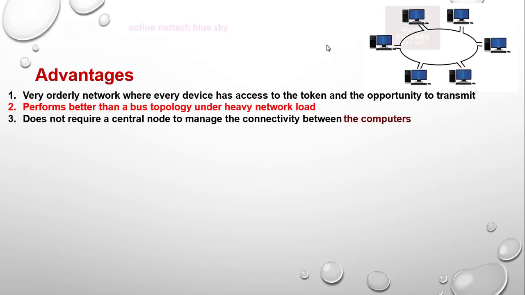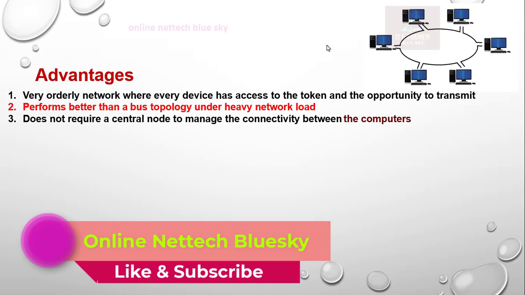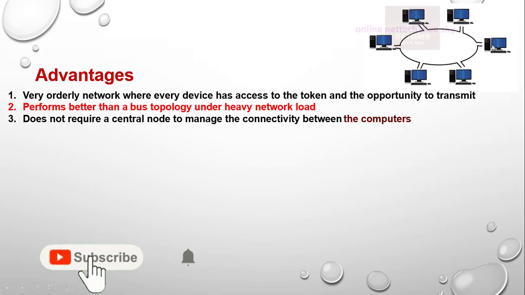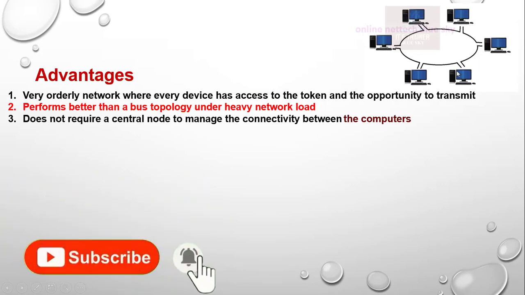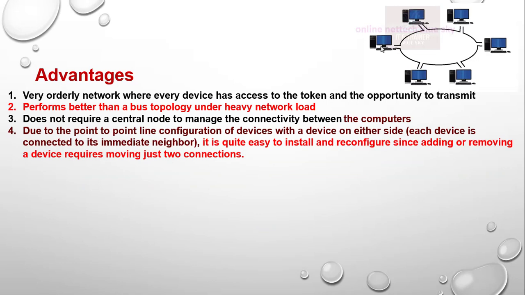Third, it does not require a central node to manage the connectivity between the computers. Not requiring the central node means no central wire is needed to manage connectivity between the computers. So you send your data and it goes around the ring. This is good due to the point to point line configuration of a device with a device on either side.